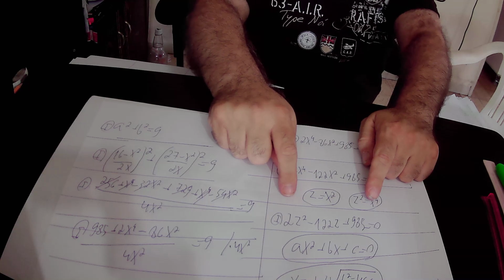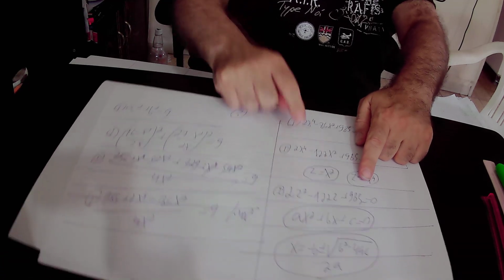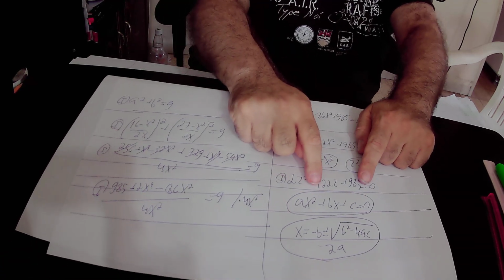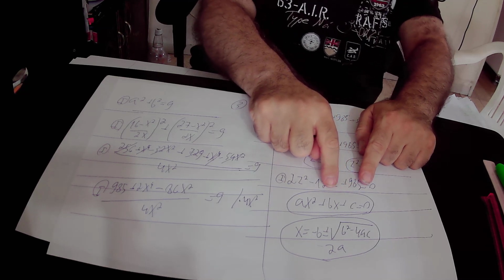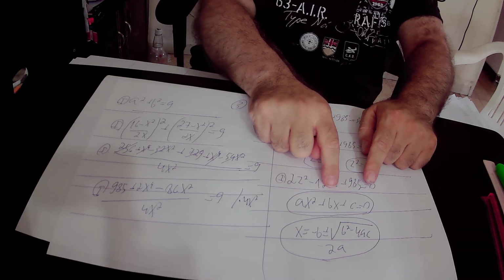It is a quadratic equation, and the general formula for a quadratic equation is ax squared plus bx plus c equals 0. Here a, b, and c are the coefficients of a quadratic equation, and x is the variable that we are looking for.